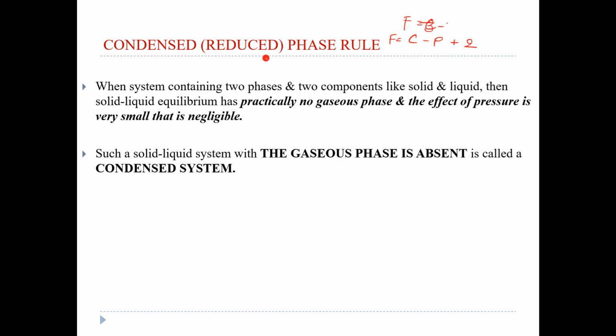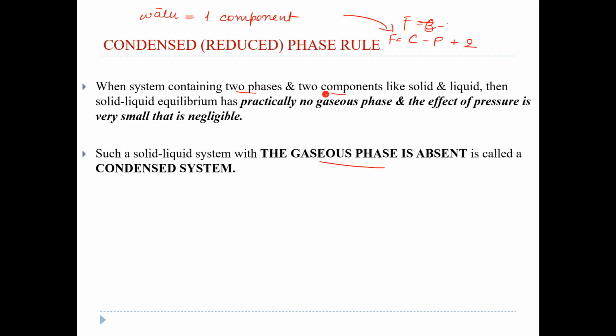In this case, one of the phases is absent. Which phase is absent? The gaseous phase is absent. Okay. So when a system contains two phases, two components, like solid... water is an example of a one component system. So for a one component system, we apply this formula.